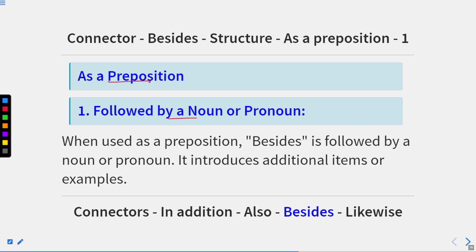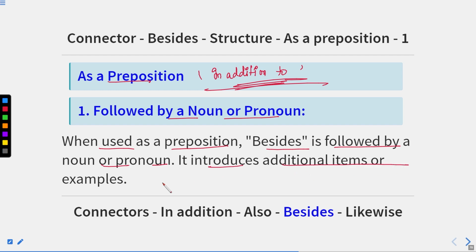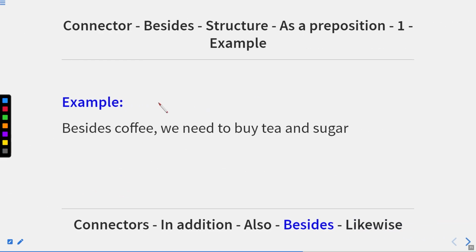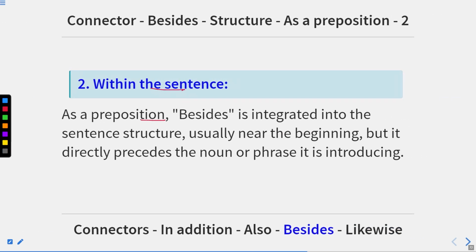As a preposition followed by a noun or noun phrase: if it is used as a preposition, it is just like the in addition to structure. So if it is used as an adverb, it is in the structure of in addition, whereas if it is used as a preposition, it is in the structure of in addition to. When used as a preposition, besides is followed by a noun or pronoun. It introduces additional items or examples. For example, besides coffee, we need to buy tea and sugar. So besides coffee, this is a noun, we need to buy tea and sugar.